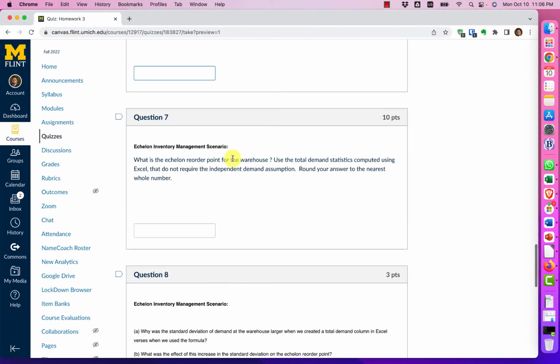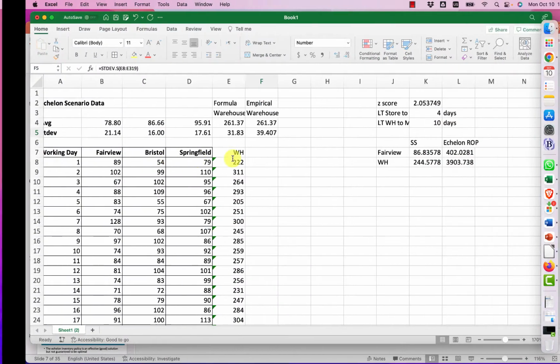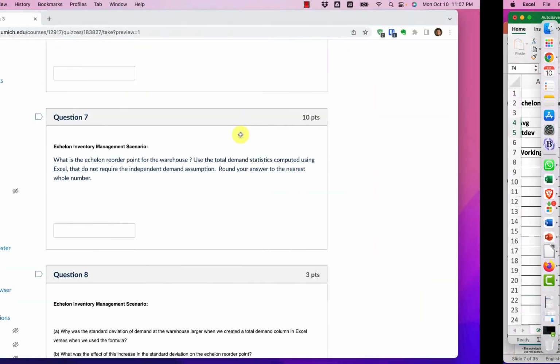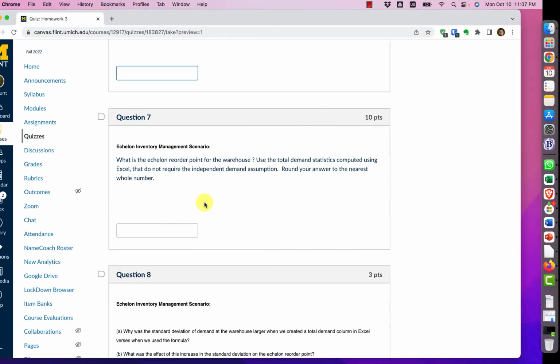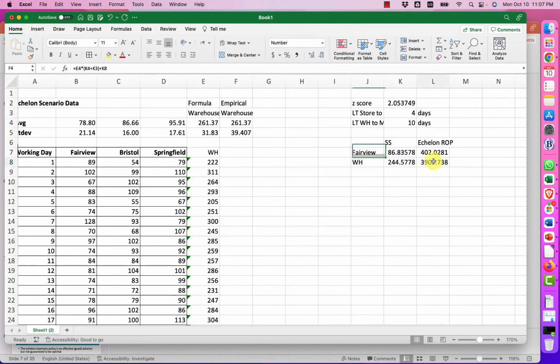Okay, next up, what is the echelon reorder point for the warehouse? Use the demand statistics computed using Excel. Do not require the independent demand assumptions. So we're going to use these statistics here to compute the echelon reorder point at the warehouse. We already did that, but we can just do it again.